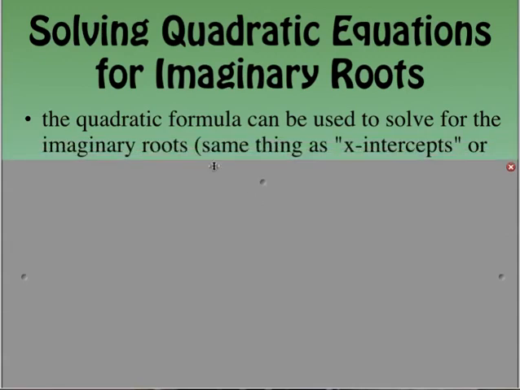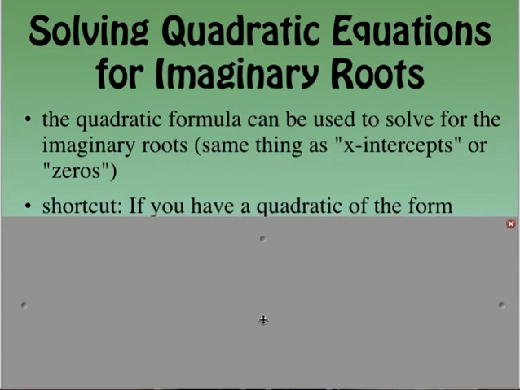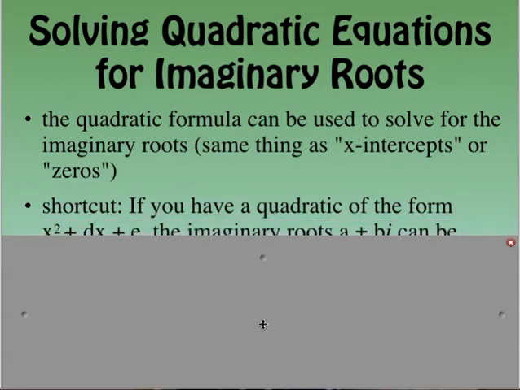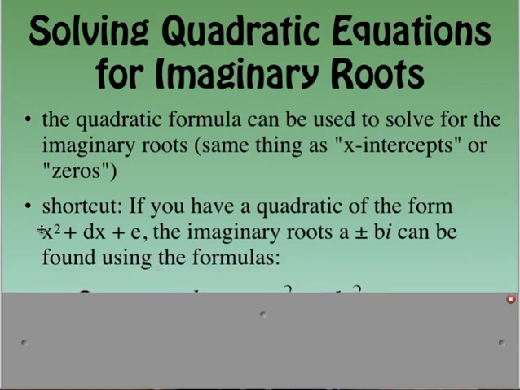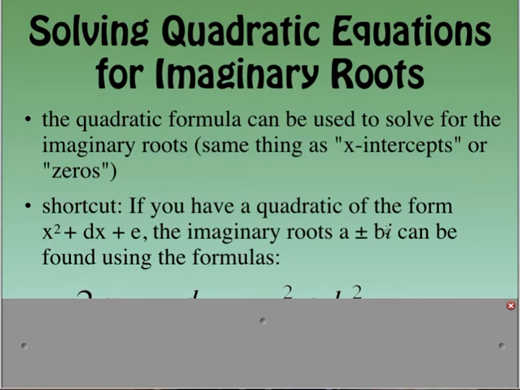So I want you to know that roots is really the same thing as x-intercepts, which is also known as zeros. But if you're ever talking about imaginary, you can't say imaginary x-intercepts, you want to call them imaginary roots. And so the shortcut that I have for you is a little formula. If you have a quadratic of the form, now you'll notice I changed this a little bit from standard form, x squared plus dx plus e, the imaginary roots are going to be of the form a plus and minus bi. They can be found using these 2 little formulas.